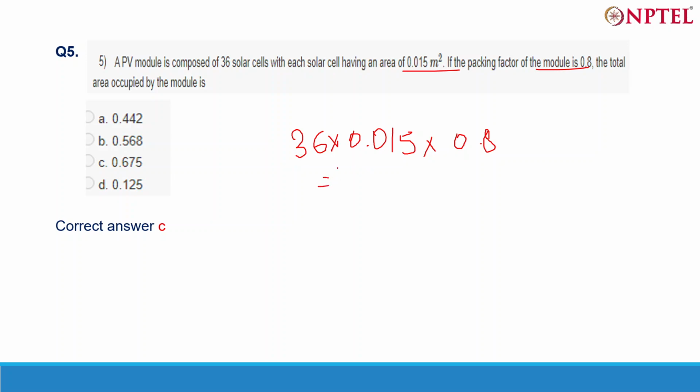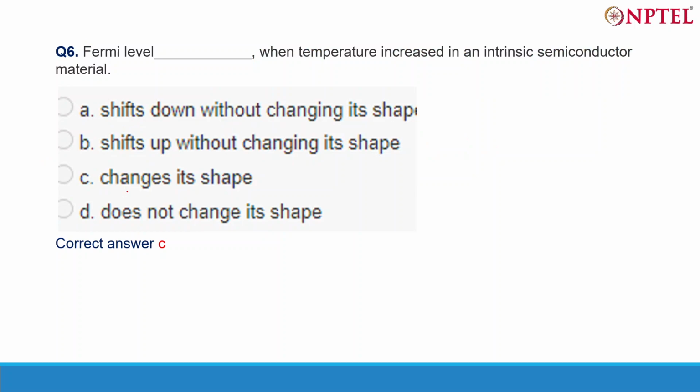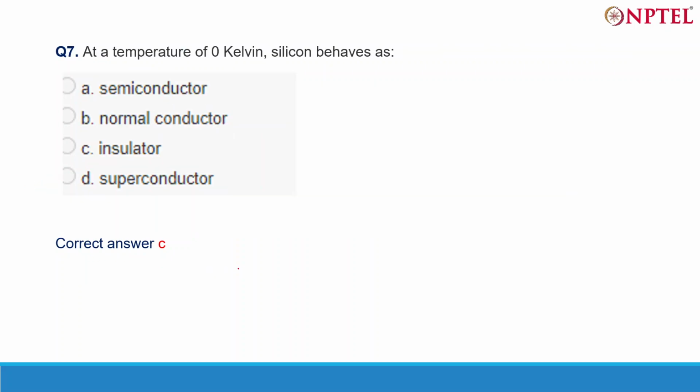So this comes out to be around 0.675 or something. Now there is a question on the Fermi level: how does the Fermi energy level change when the temperature increases for an intrinsic semiconductor material? The Fermi energy level changes its shape. So the correct answer is C here.